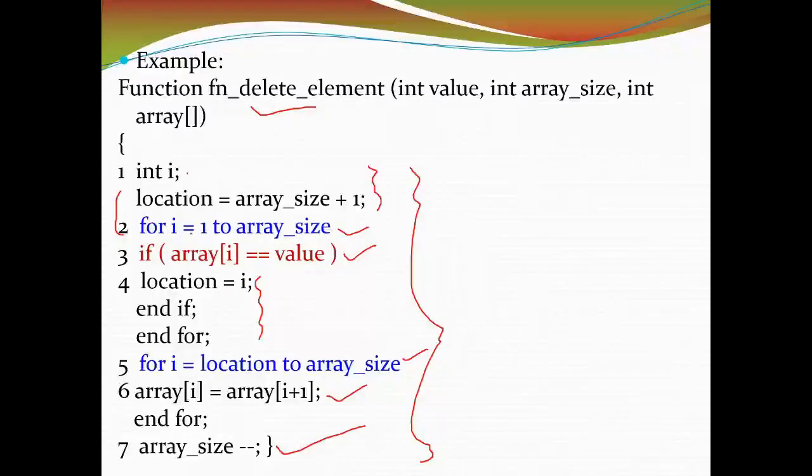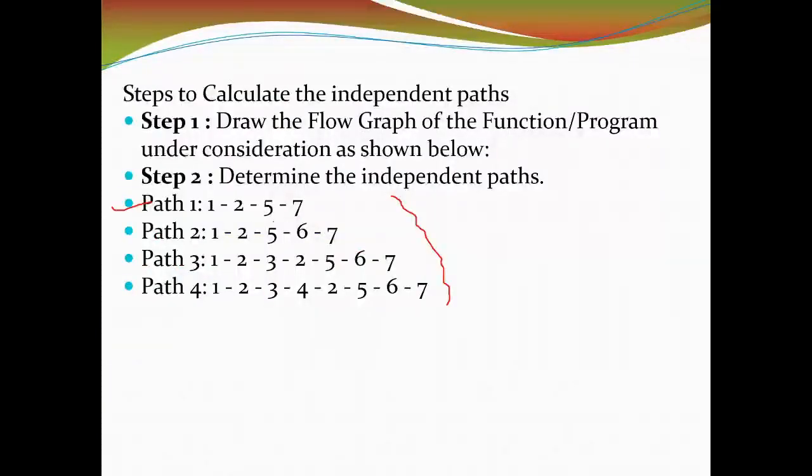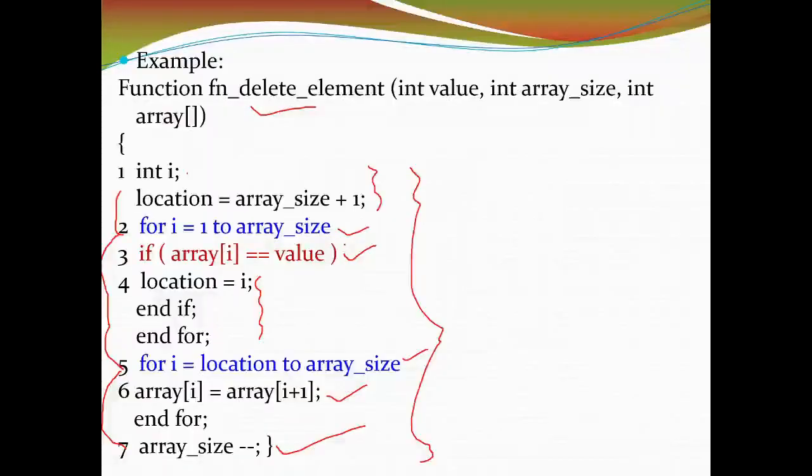Then it is going to check for the loop. And if the loop condition is false, directly it is going to execute statement 5. It is going to come to another condition. Now even if this for loop is false, directly it is going to execute statement 7. So this is the first path, 1 to 2, 2 to 5 and 5 to 7. Next path. So the next path is 1 to 2, 5 to 6 and 6 to 7.